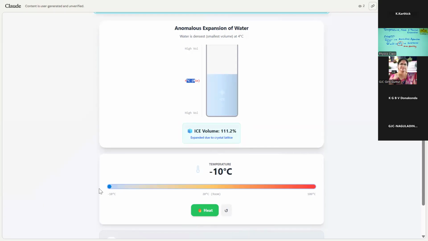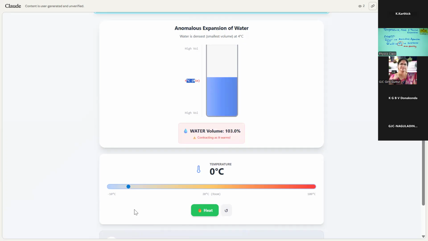Yeah, look, the volume is expanding even though we are cooling it. So at 0 degrees Celsius and below, the ice structure forms, creating a crystal lattice that takes up more space than the liquid water did.